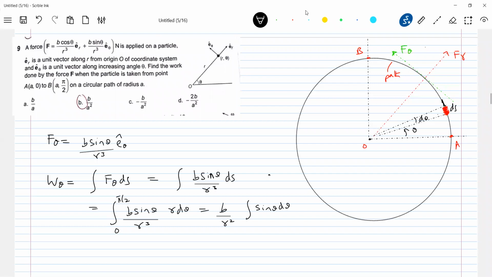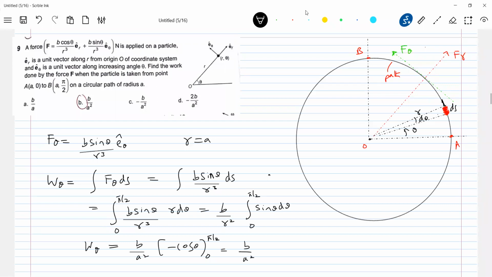And what is r? r is equal to a. The radius is r. I think everything I'll get 1, no? This will be the integral of sine theta, minus cos theta from 0 to pi by 2. So cos pi by 2. So this will be b by a square. This is the work done by the tangential force.